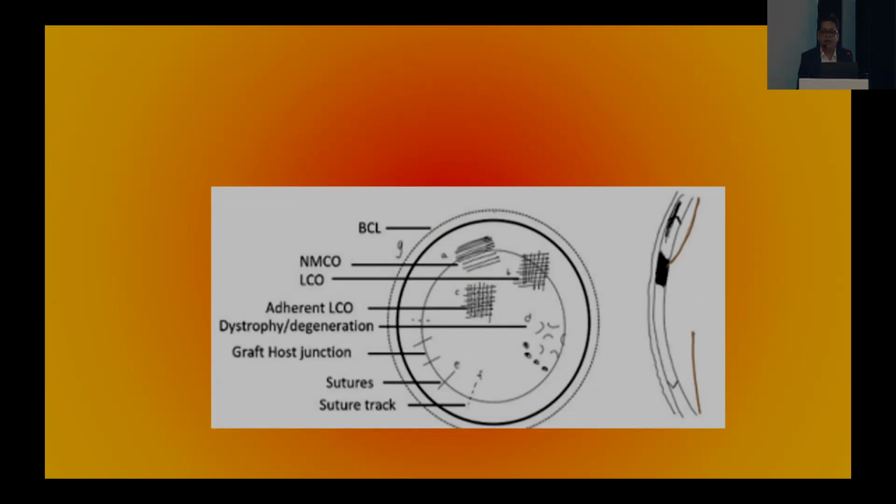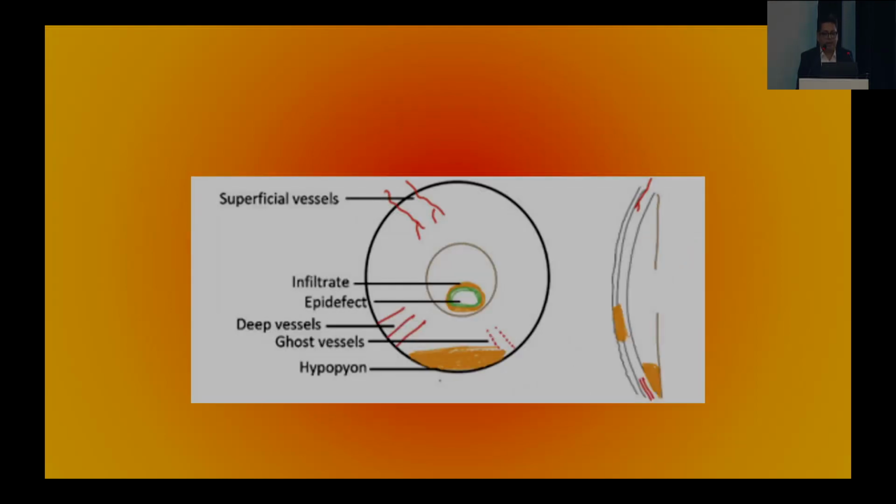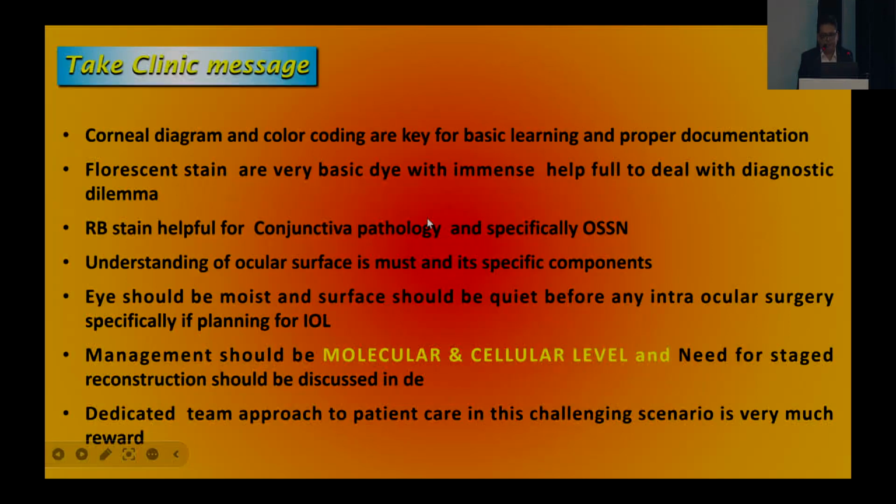And whenever you have a BCL or contact lens in these cases, that has to be denoted by a black irregular dotted line. And whenever you have an ulcer, it should be yellow color, and overlying epithelium is the green color. Hypopyon should be yellow color, and this is the vascularization, where the deep vessels are straight and the superficial ones are a wavy pattern.